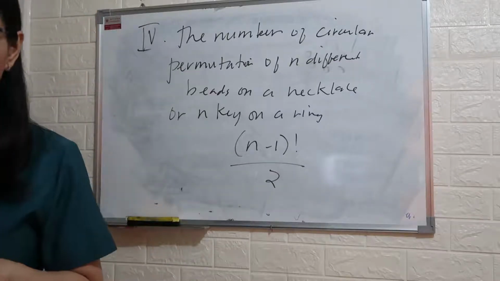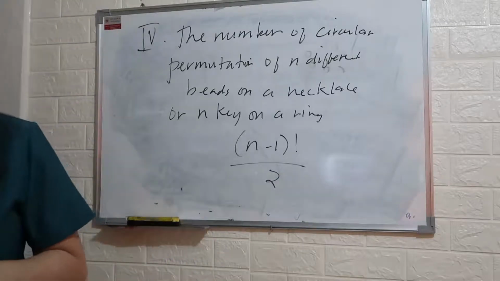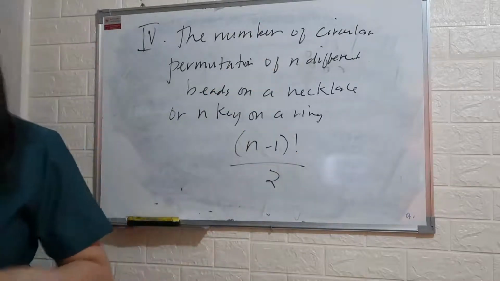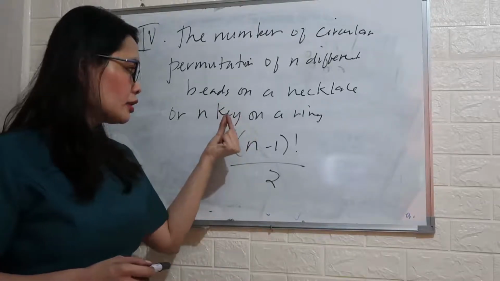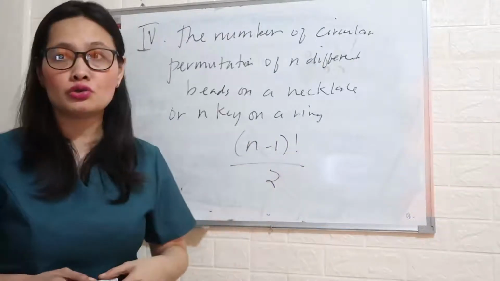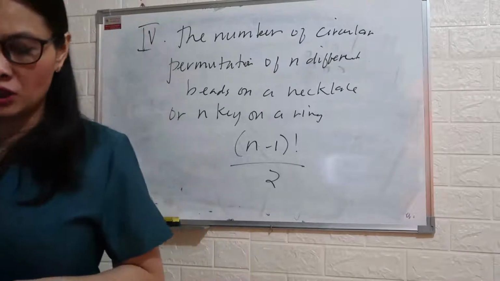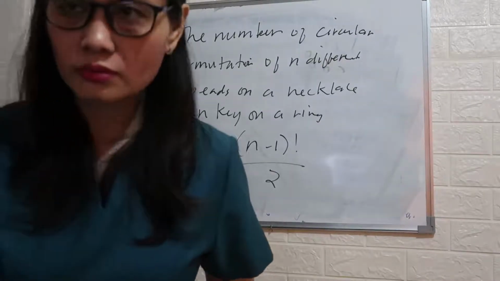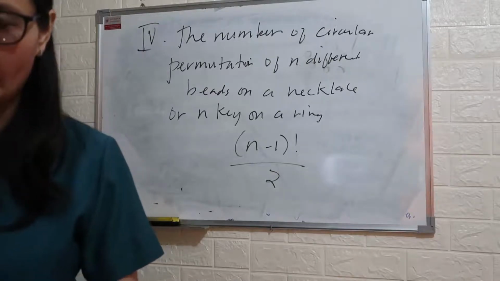Why do we need to divide it by 2 if we're talking about the beads and the ring, or the key on a ring? Since it is a circular form, but we're talking about beads on a ring, to solve that, that will be n minus 1 factorial over 2. The question is, Miss, why do we need to divide it by 2? What's the reason?